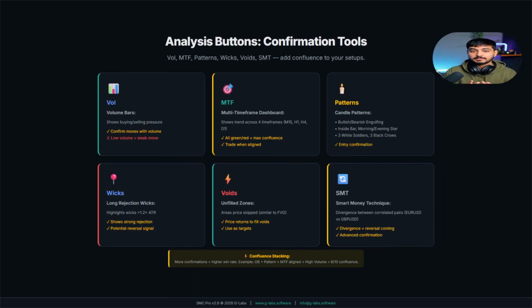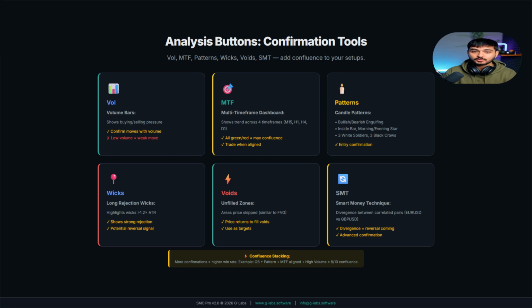Finally, the analysis buttons. Vol shows volume bars. Confirm your moves with volume. MTF is the multi-timeframe dashboard, shows trend across 4 timeframes. When all 4 are green or all red, that's maximum confluence.